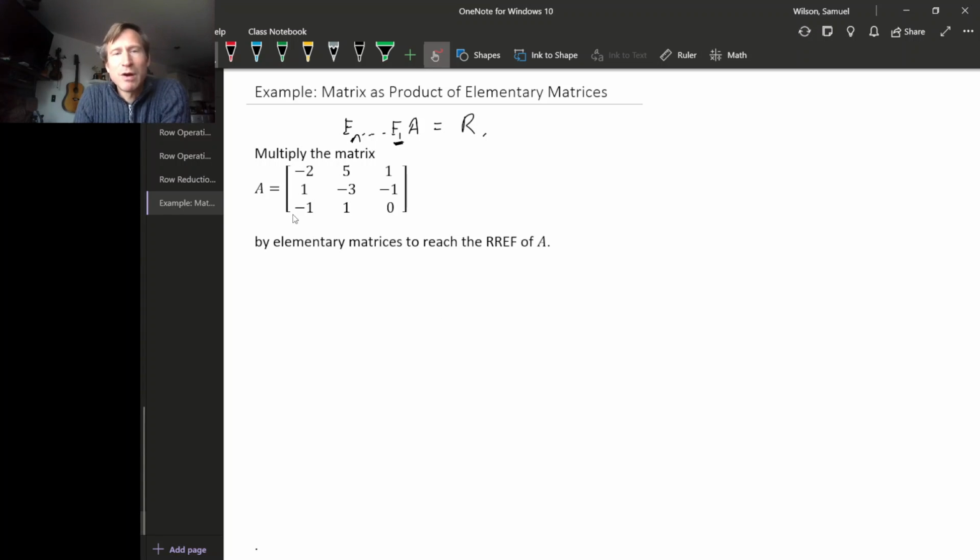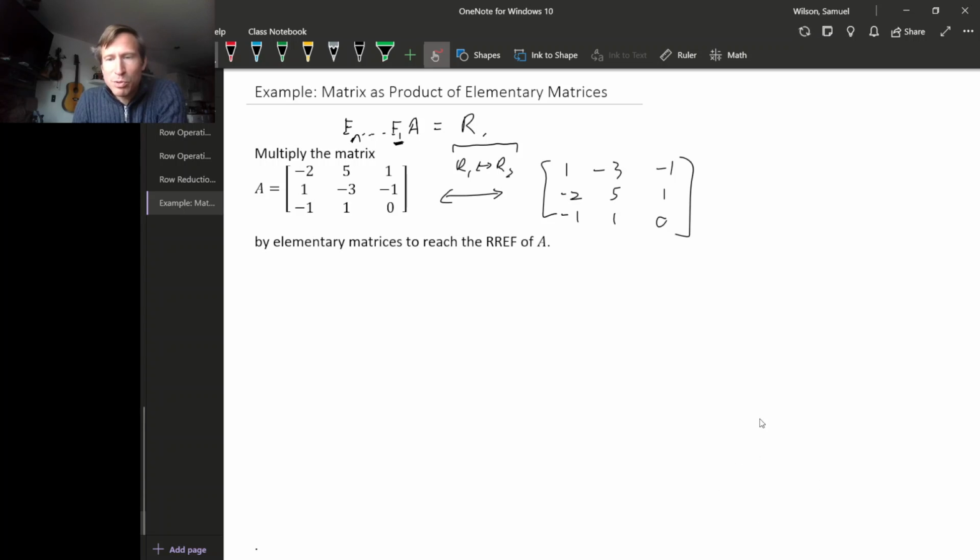So what is the first row operation we would do? Maybe interchange the first and second rows, just so that we get a 1 in the upper left. So the effect that will have on the matrix is to give us 1, minus 3, minus 1, minus 2, 5, 1, minus 1, 1, 0. And the matrix that would make this happen, well, let's keep track of all the matrices down here, is the elementary matrix corresponding to interchanging the first two rows.